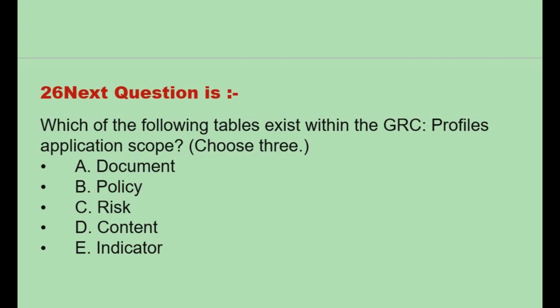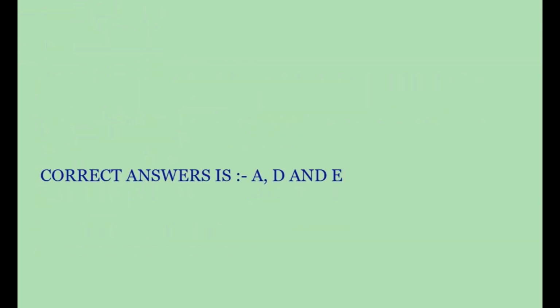Question is, which of the following tables exist within the GRC profiles application scope? Choose three options. Option A, document. Option B, policy. Option C, risk. Option D, content. Option E, indicator. Correct answer is option A, D, and option E.